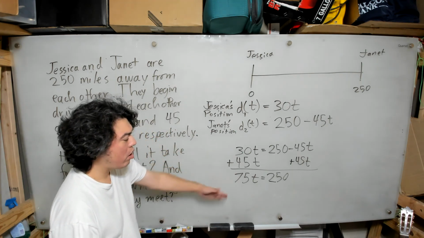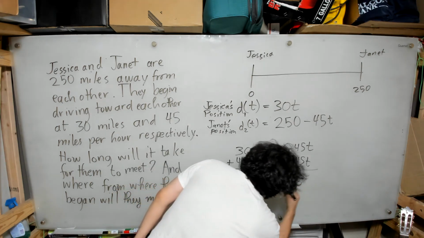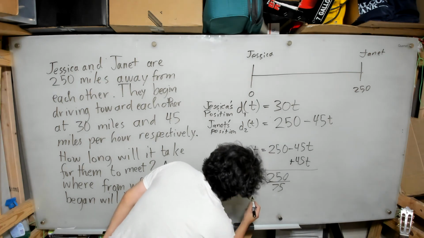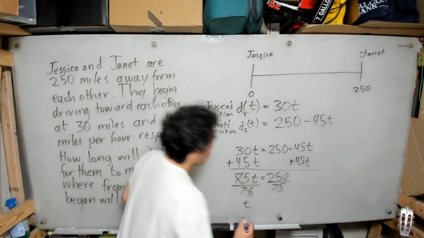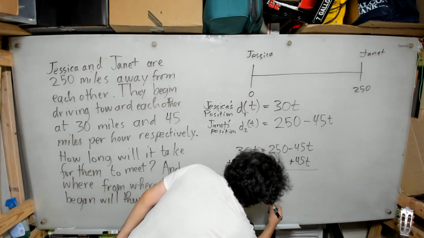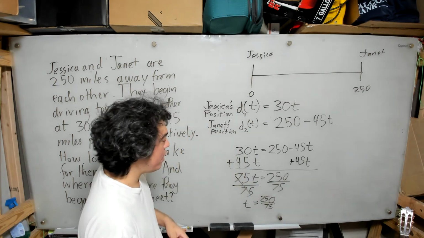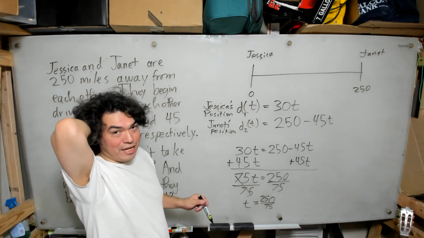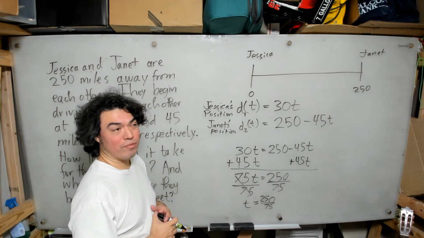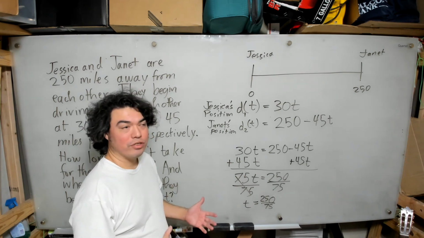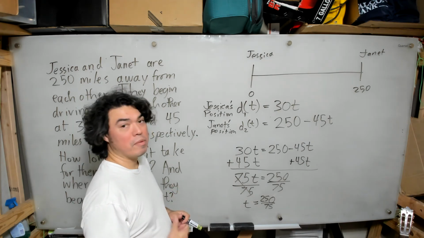Now, once I'm here, how do I get the T by itself? I divide by 75. So the time at which the positions of Jessica and Janet match occurs at 250 divided by 75 hours. Now, if we think about this, that's not a time that we want to think about. It's an ugly fractional time. We want something more relatable, like 2 hours, 3 hours, 5 hours, something more familiar to us, right?